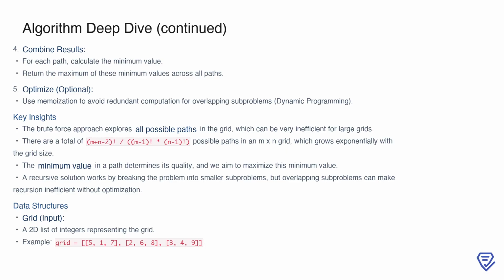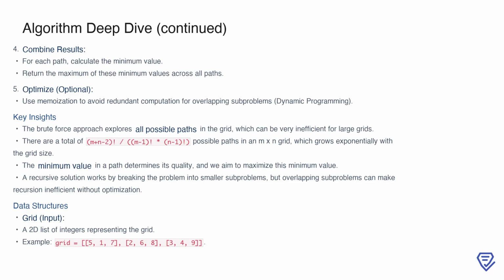To improve efficiency, we can implement memoization. By storing results of previously solved subproblems, we avoid redundant calculations, which is especially useful for overlapping subproblems. However, the brute force approach still has significant computational limitations. The total number of paths through the grid is determined by the formula (m + n - 2)! / ((m - 1)! * (n - 1)!), which grows exponentially with the grid size. This makes it clear that exploring all paths without optimization is impractical for large grids.